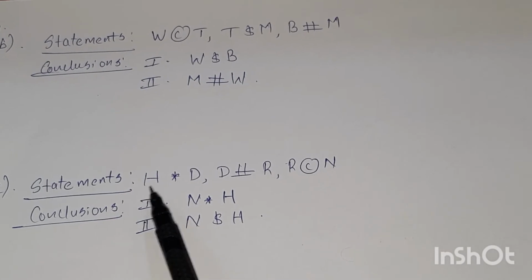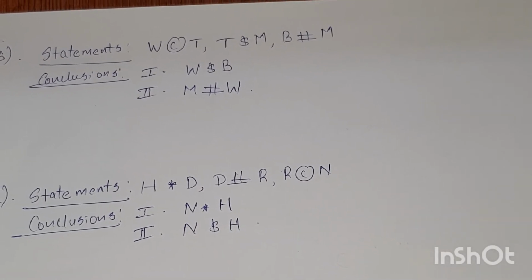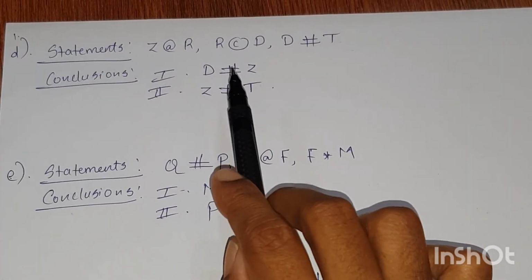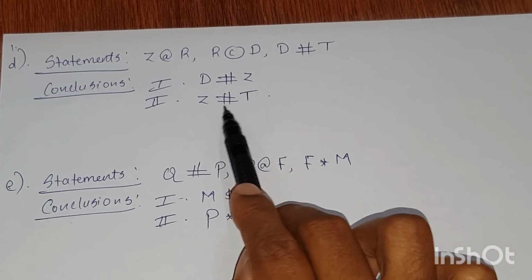Third one, statements: H star D, D hash R copyright N. Conclusions: N star H, N dollar H. Fourth one, statements: Z at the rate R copyright D, D hash T. Conclusions: D hash Z, Z hash T.